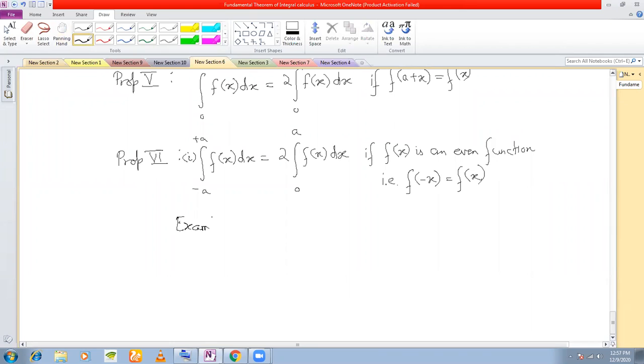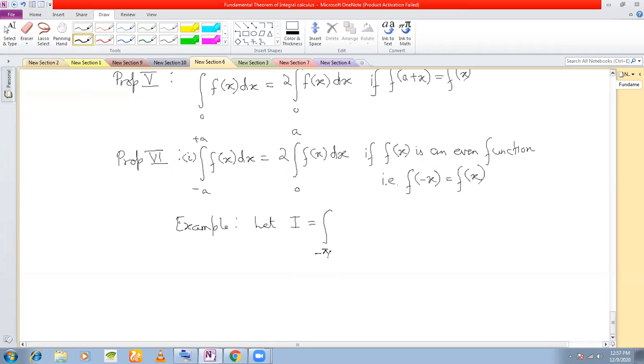Example. Let I is equal to integral minus pi by 2 to pi by 2.